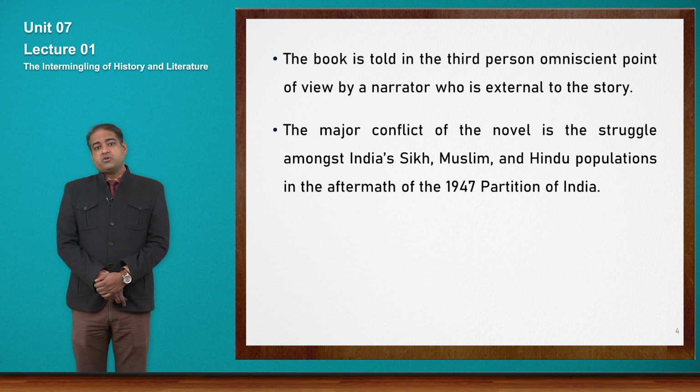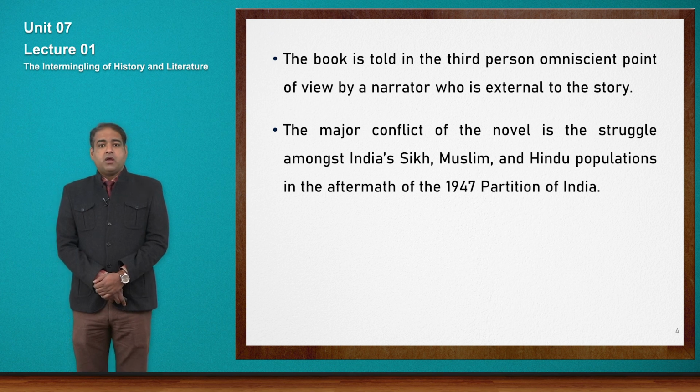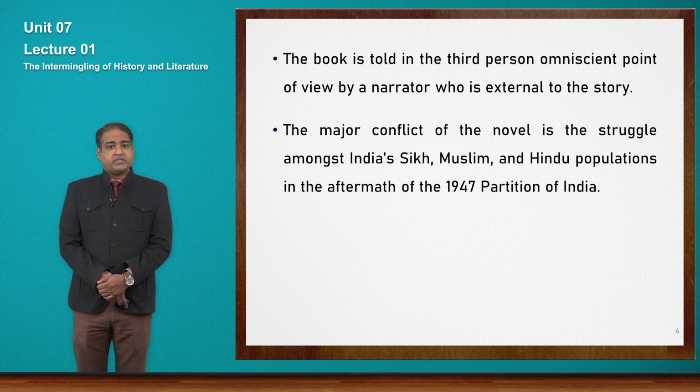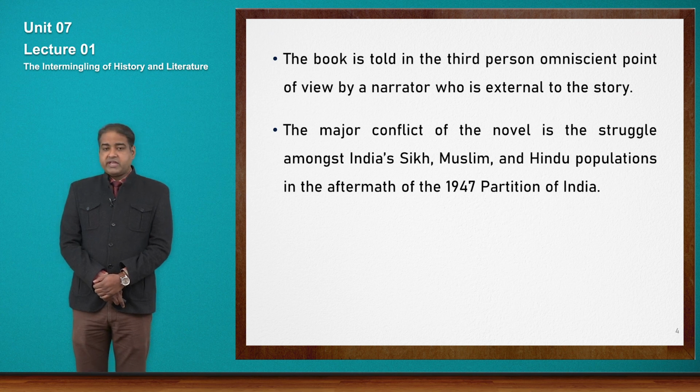who is external to the story. Now we also have to understand, friends, that the narrator is external, someone who does not belong to Mano Majra, and maybe might not belong to India either. And then he or she is narrating the story. So the identity of the narrator is hidden in this novel, Train to Pakistan.